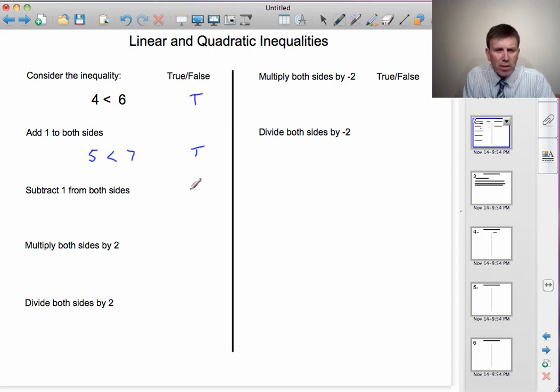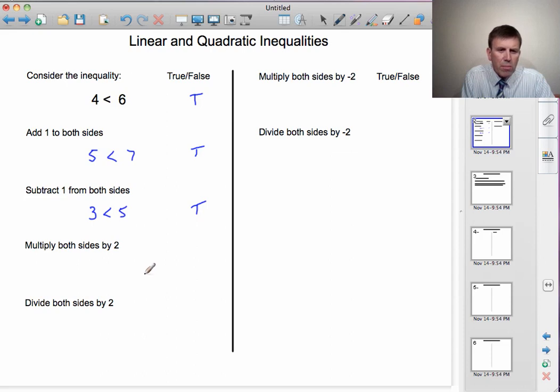What about if we subtract from each side? Let's go back to the 4 is less than 6, take 1 from both sides, and we get 3 is less than 5. And we see that that again is a true statement. So we can subtract from both sides of the inequality and it still remains valid.